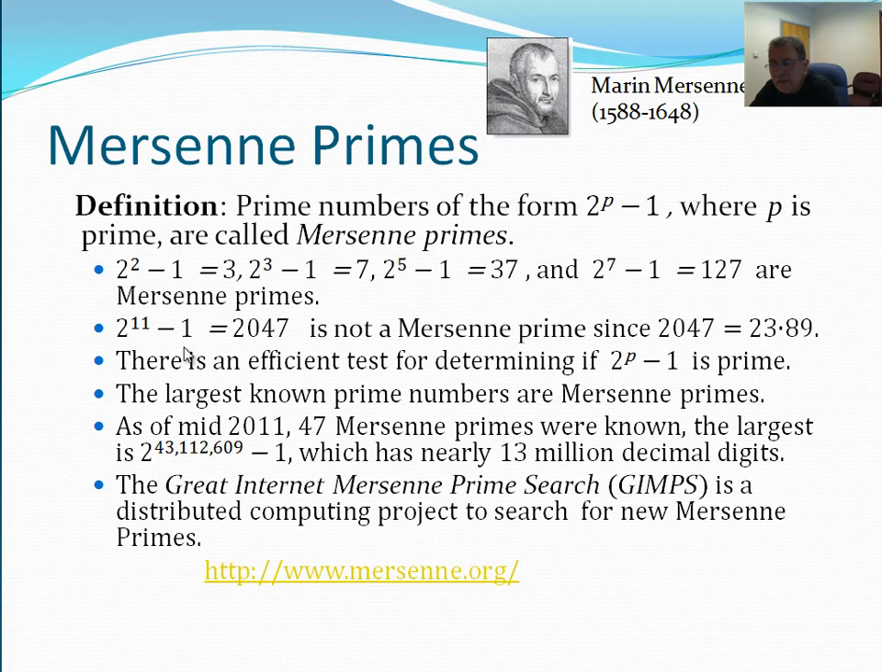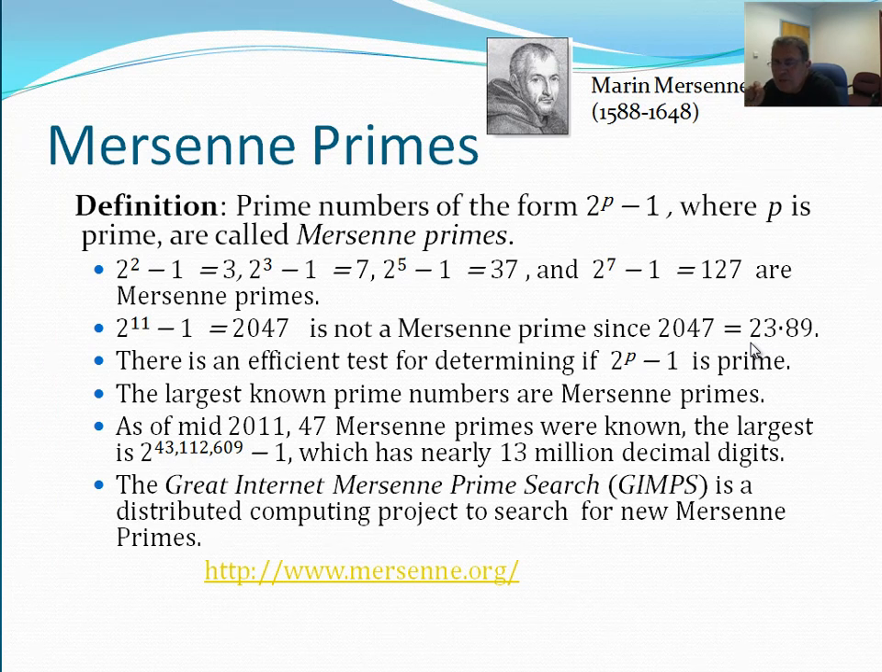However, there are some exceptions. For example, 2 to the power of 11 minus 1 is 2047. It's not a Mersenne prime, since 2047 is equal to 23 times 89. All right? It's equal to 23 times 89, and those numbers are special because they are regular Mersenne numbers.